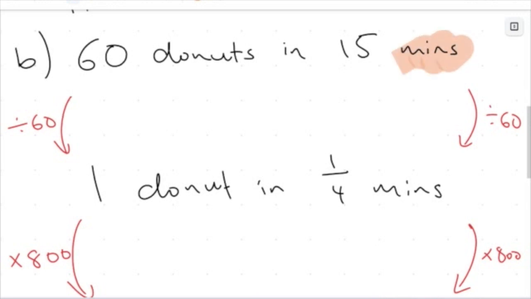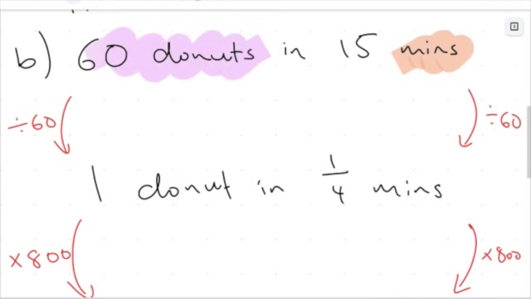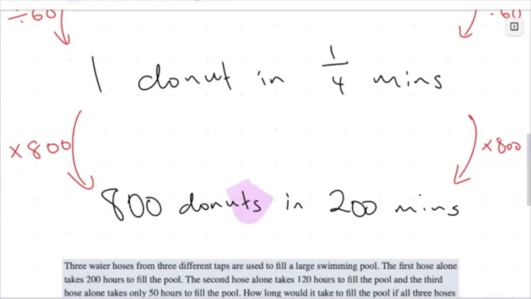So the unitary method, or the regular rate manipulation we looked at, was dealing with this left-hand side instead. And we can do these questions in the same way using the unitary method. It was just that this time, instead of getting the right-hand side up to a certain amount, we wanted to get the left-hand side from 60 to 800.